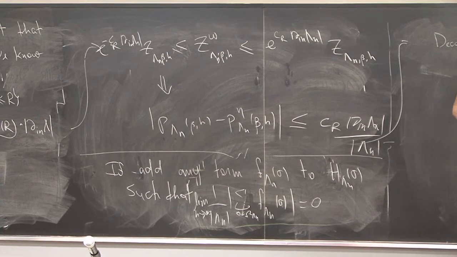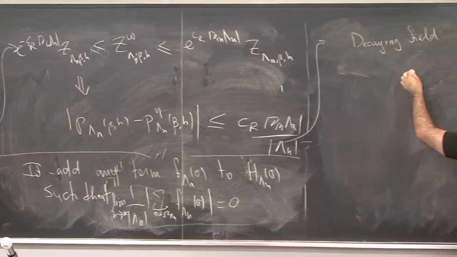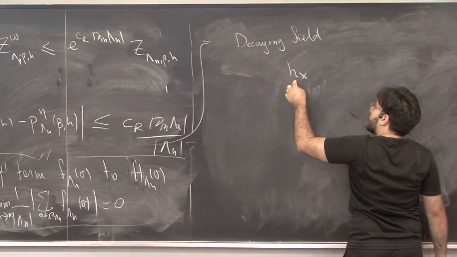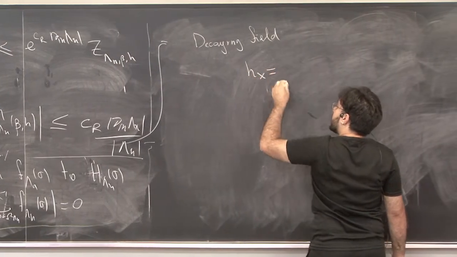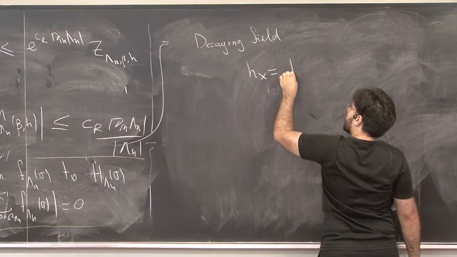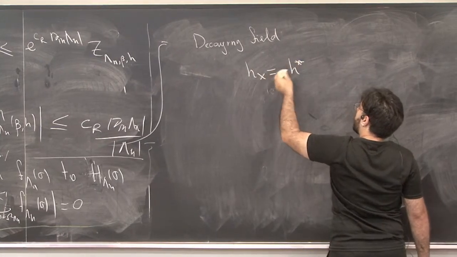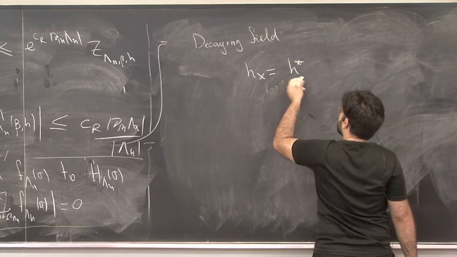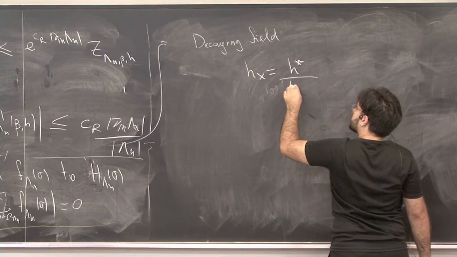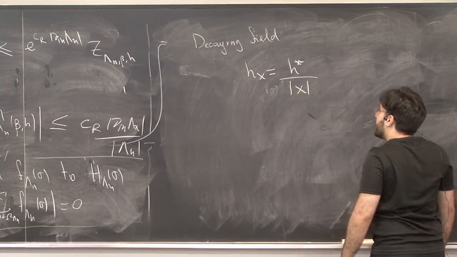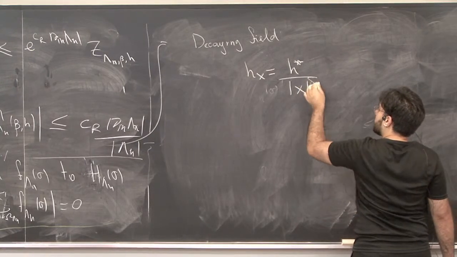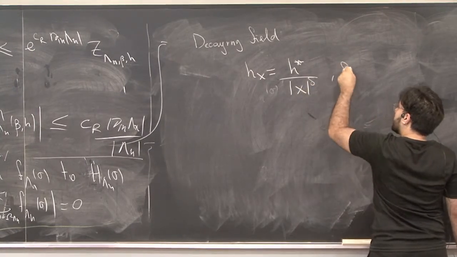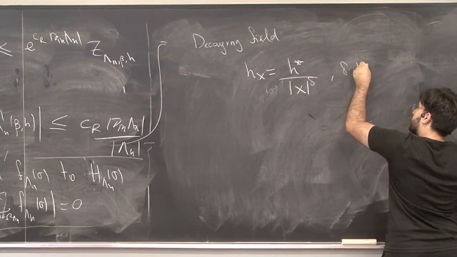It's a decaying field. So what is the decaying field? The decaying field is defined by the following. I take a magnetic field, H_x, that is given by some H star, a constant, positive, and I divide it by x, and I take it to the power delta, where delta and H star are positive.